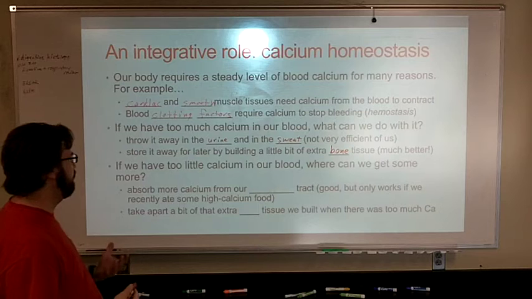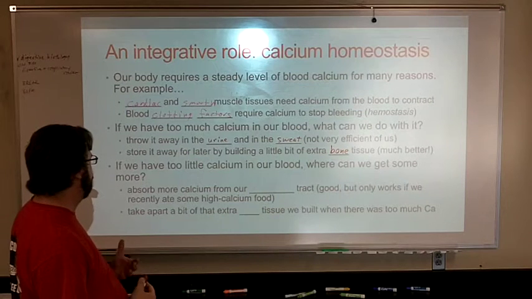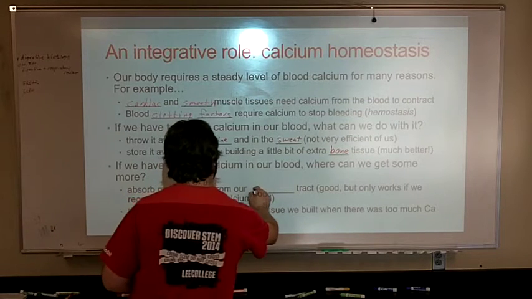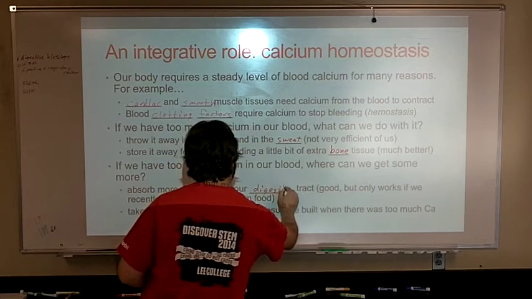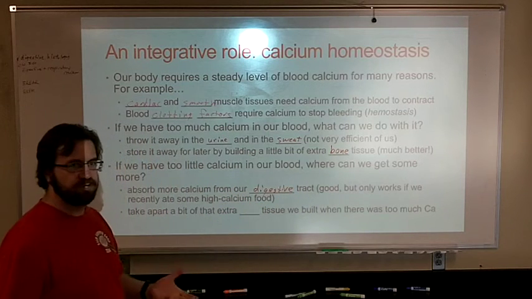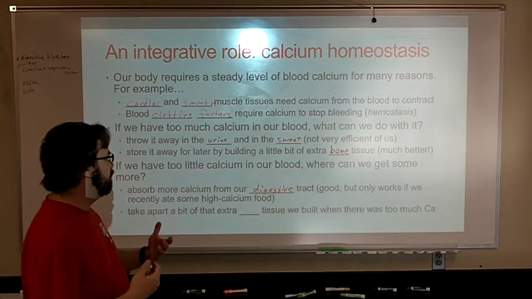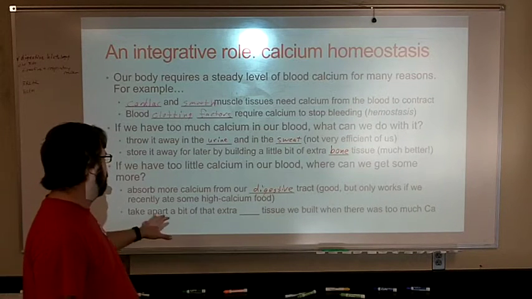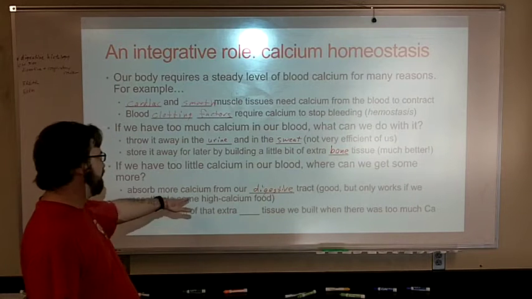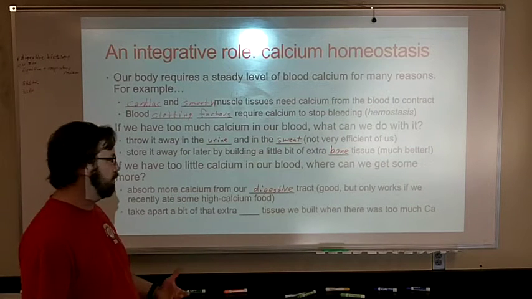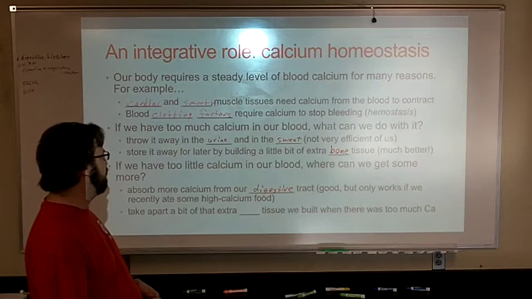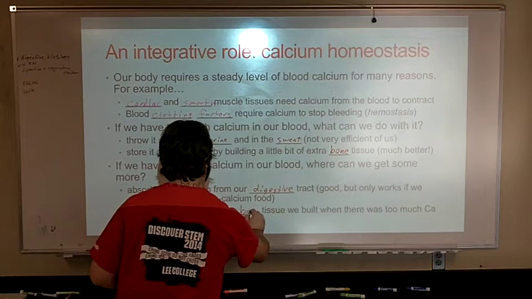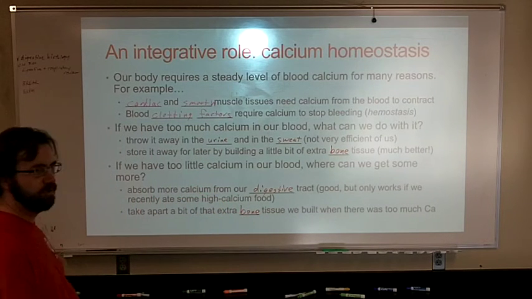What if we have too little calcium in our blood? Where can we get some more? Well, we can always absorb calcium from our digestive tract, which is a good solution because it gets new calcium into our body, but it only works if we recently ate some high calcium food. Or if we don't have high calcium food in our digestive tract right now to pull much calcium in, we can take apart a bit of that extra bone that we built just a few lines ago when there was too much calcium. Okay?